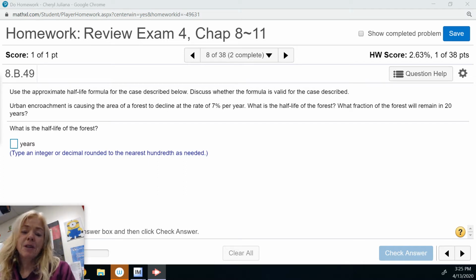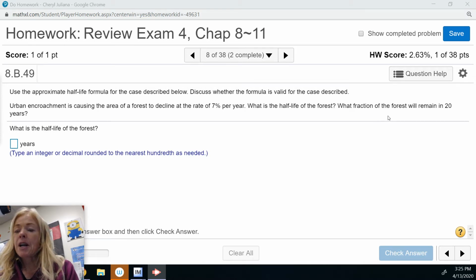And the first one that I want to do is number 8. Number 8 says use the approximate half-life formula for the case described below. Discuss whether the formula is valid for the case described. All right, so urban encroachment is causing the area of the forest to decline at the rate of 7% per year. What is the half-life of the forest and what fraction of the forest will remain in 20 years?